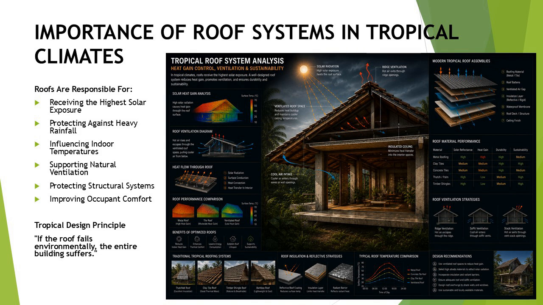Traditional tropical architecture recognized this principle centuries ago. Large roof forms, steep slopes, extended eaves, and ventilated attic spaces were not merely stylistic choices. They were environmental responses. As we move through this section, I want you to think of the roof not simply as a covering. Think of it as the building's first environmental defense system.